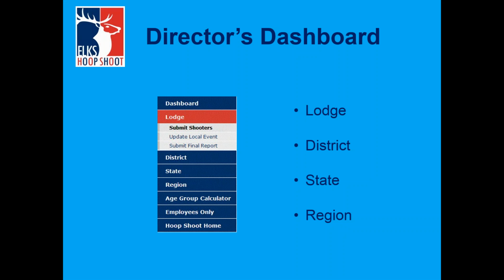So once you have entered the dashboard, there are these boxes on the left-hand side, and that's going to be how you're going to navigate who has access to the Director's Dashboard. And here's where it is very important to pay attention to the language. Hoop Shoot coordinators have access to the Lodge Director's Dashboard. The Hoop Shoot coordinator is appointed by the Lodge Secretary through CLMS. The coordinator will need a valid elks.org username and password to access the dashboard.